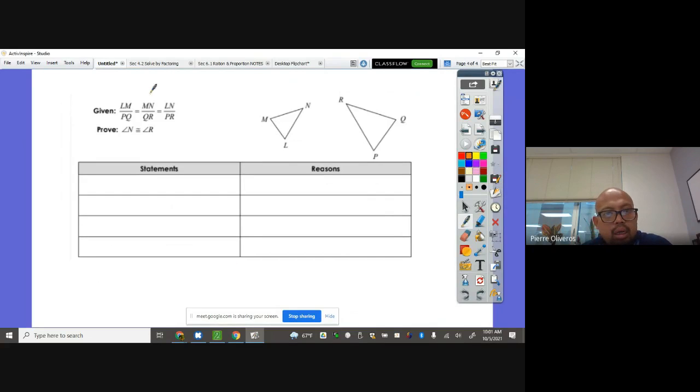I have here LM over PQ is equal to MN over QR is equal to LN over PR. Prove that angle N and angle R are congruent. Here you can see that we have the three sides: LM matches with PQ, MN matches with QR, and NL matches with PR, and they are already proportional, because they are said to be equal. So I can write here LM over PQ equals MN over QR equals LN over PR. That's given.